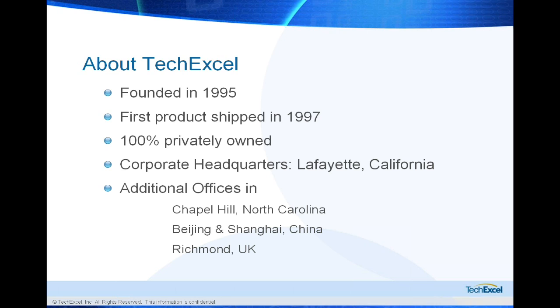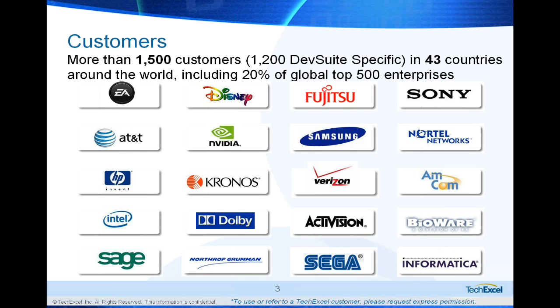So TechExcel was founded in 95, so we've been around for quite some time. With our first product shipping in 97, we're 100% privately owned, and we have offices in California, where I'm located today, in the San Francisco Bay Area, also in North Carolina, China, and then also in the UK, just outside of London. In terms of customers, we have a wide range of customers in a lot of different industries. Feel free to go to our website and look at the customer tab if you want to learn more about any of our customers.